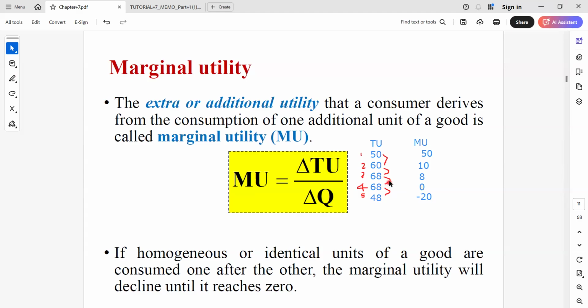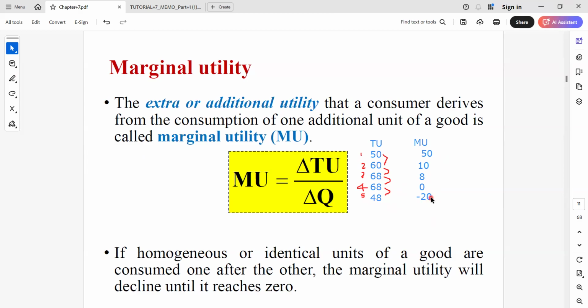You should stop eating these burgers and maybe put them aside for your sister or your friend. That is why, now, your marginal utility, the extra satisfaction that you are getting, is 0. And then you consume the fifth burger, and because you are full, your total utility starts to decrease. Hence, your marginal utility is negative 20, because 48 minus 68 is negative 20.